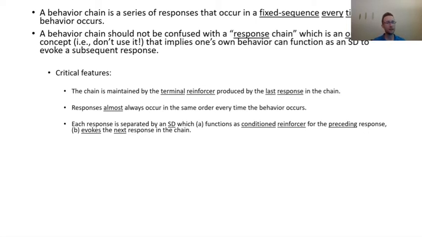So where this may get confusing is when I use the word behavior and I use the word response. A behavior chain consists of a series of responses that occur in a fixed sequence. So when I say the SD functions as a conditioned reinforcer for the preceding response, I'm referring to the response within the chain that produced that SD. And the SD evokes the next response in the chain. I'm going to give you examples that will make sense of all this.